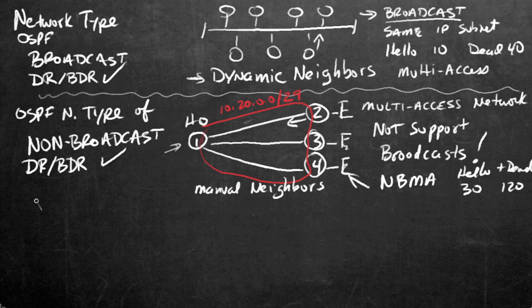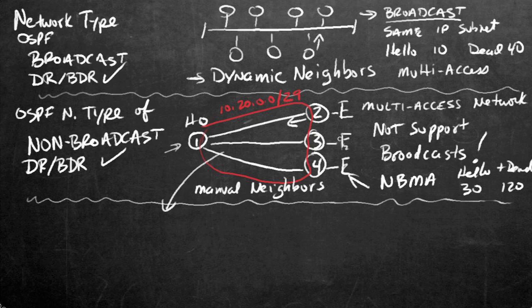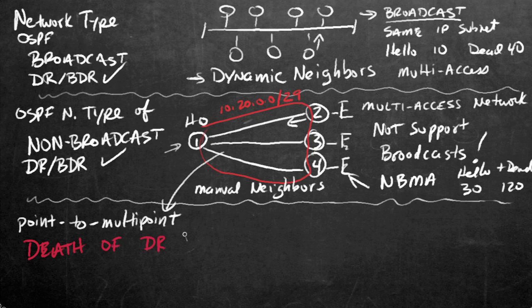And I will go ahead and put a little line right here. And we're going to use the same topology again. So we still have this multi-access network, but we can use this OSPF network type of point-to-multipoint. And with a point-to-multipoint, I hate to say it, but this is the death of DRs and BDRs.